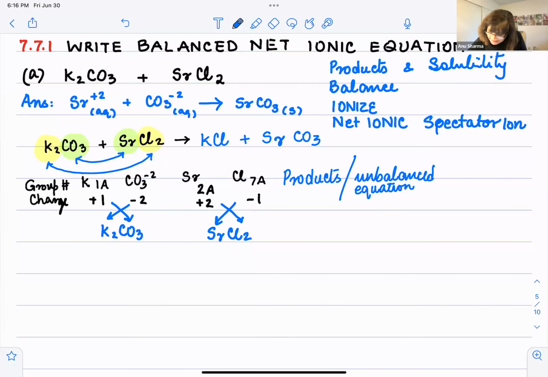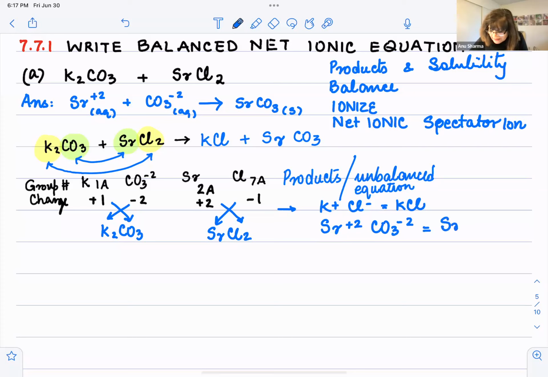When they switch places, potassium combines with chlorine. Potassium has a 1+ charge and chlorine has a 1- charge, so it's just written as KCl. But SrCl... sorry, I was thinking about cesium. Strontium with a 2+ charge reacts with carbonate, and carbonate is 2-, so the charges cancel out.